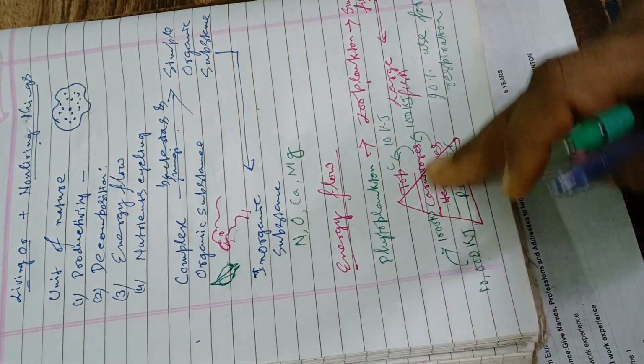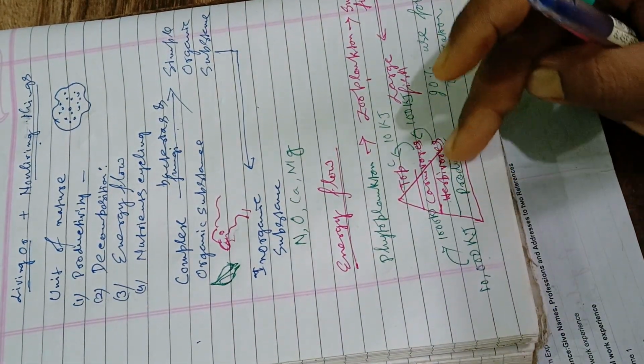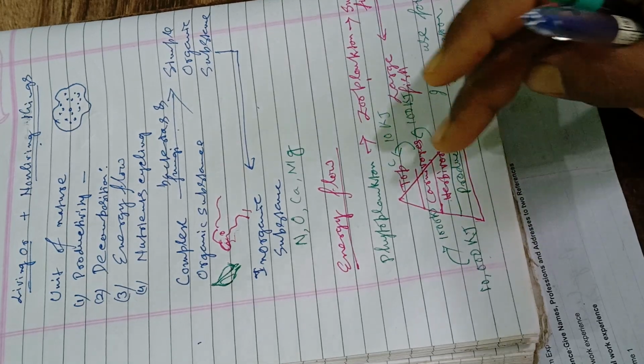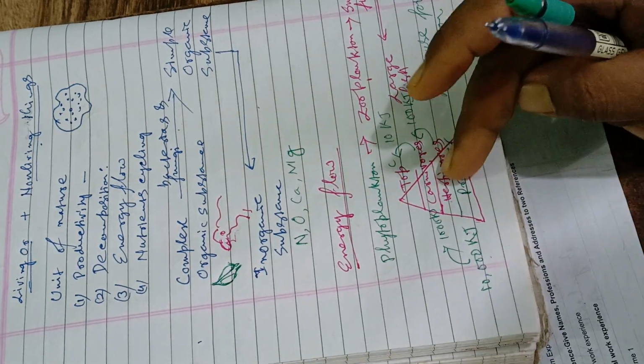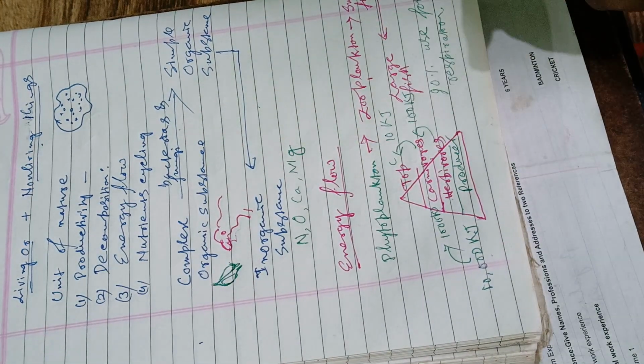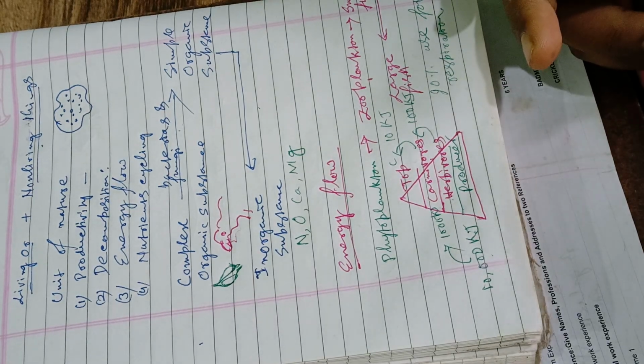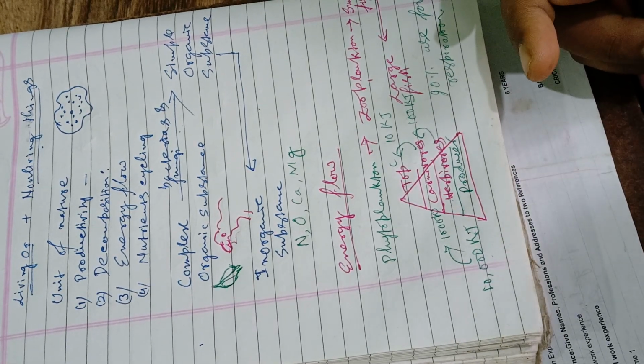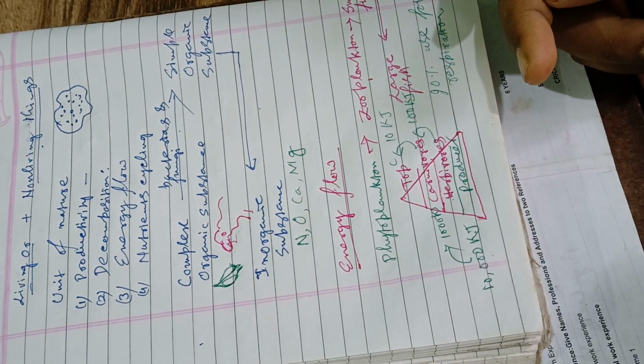So student, this is known as the energy flow. Energy that is entrapped by the producer will pass on to the herbivore's body, herbivores to carnivores, carnivores to top carnivores, that's known as the energy flow, and only 10% energy will pass on to the next trophic level.